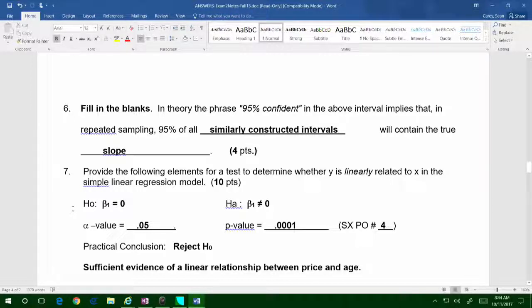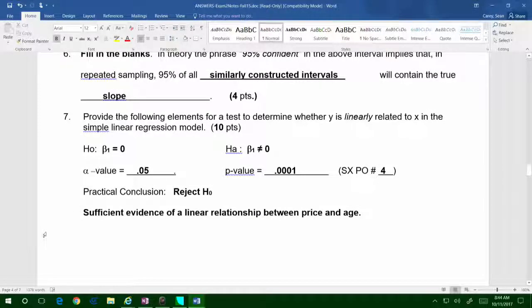Number 7, provide the following elements for a test to determine if y is linearly related to x in this simple linear regression model. You have to specify H0 and HA. H0 is always the beta coefficient of the slope equal to 0. HA is beta either non-zero or less than or greater than. It all depends on what you want to test. I'm just asking whether y is linearly related. I'm not specifying a direction, so you could put a not equal to sign there and you'd be right. If I said testing whether y is positively linearly related, then you would put beta 1 greater than 0. If I asked whether y was negatively linearly related, then it would be beta 1 less than 0. Depends on what I ask you.